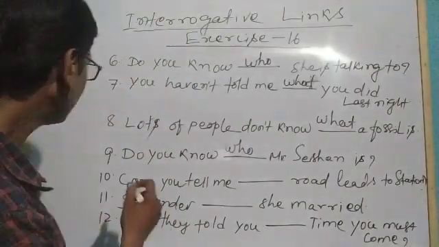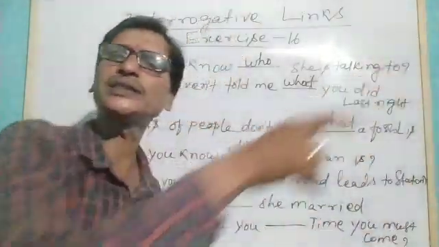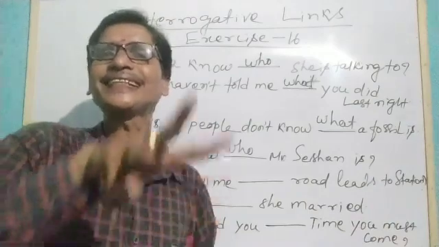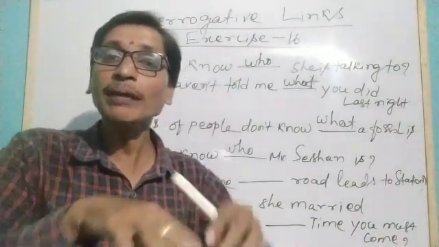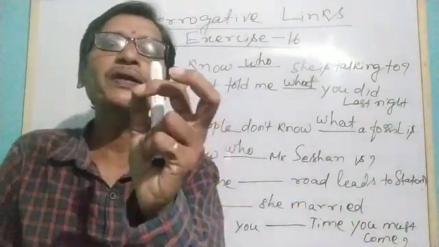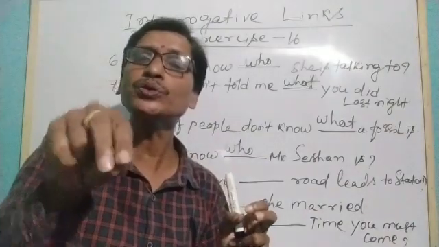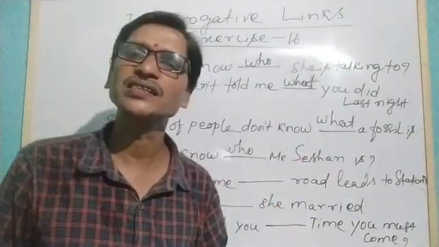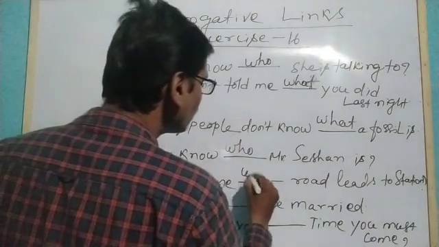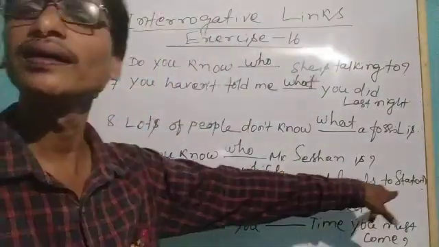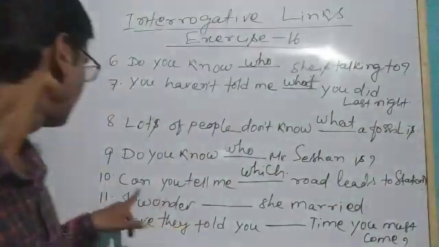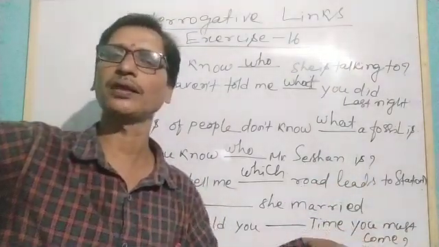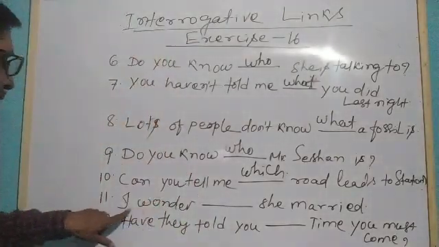Understand? Similarly, can you tell me which road leads to the station? You see, we have several roads to go to the station. Let's say three different roads are there. So among these three different roads, we have to choose a particular road. That means when we choose a particular one from a limited number of things, we have to use which. So here we can say, can you tell me which road leads to the station? Yes, this road directly leads you to the station. You can go. Okay?